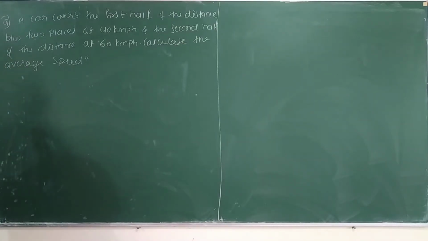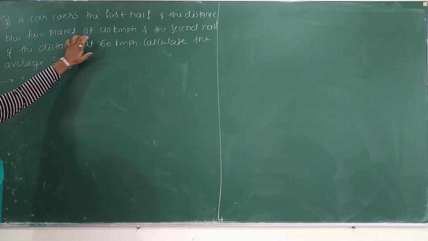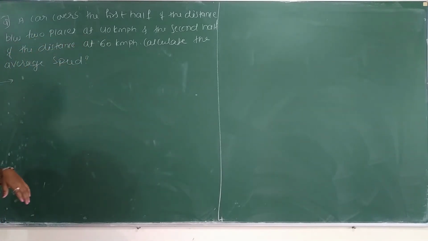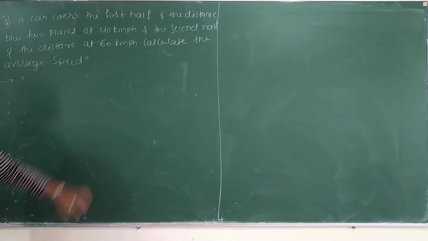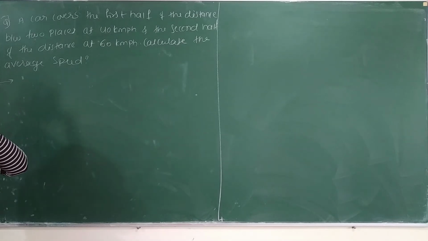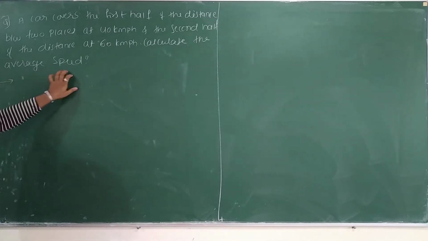Yes dear students, take the next problem. A car covers the first half of the distance between two places at 40 km per hour and the second half of the distance at 60 km per hour. kmph is nothing but kilometer per hour. We have to calculate the average speed.